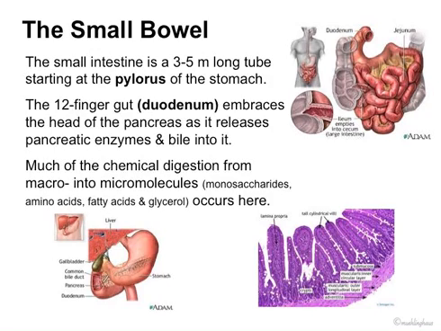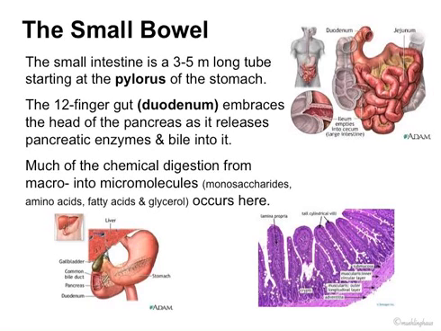Cool. So from there on we go to the small bowel. The small bowel, the small intestine, is about a 3 to 5 meter long tube. A meter is about a yard. And it starts at the pylorus, at the stomach, and it ends as we get into the large intestine by the cecum. We're going to get to that.